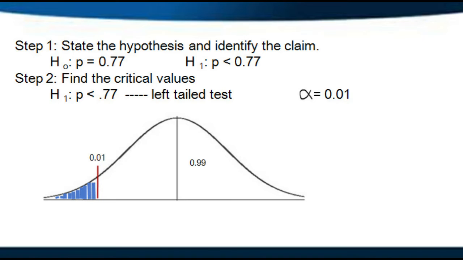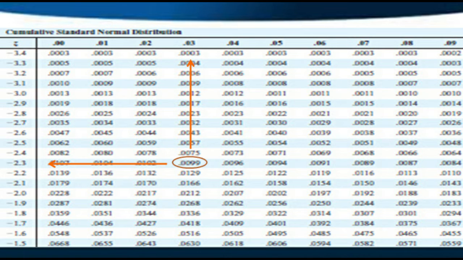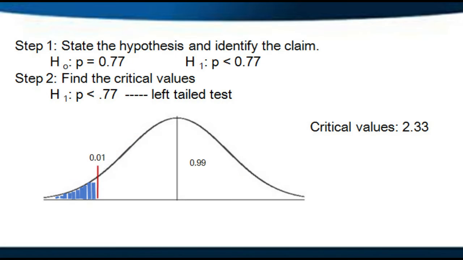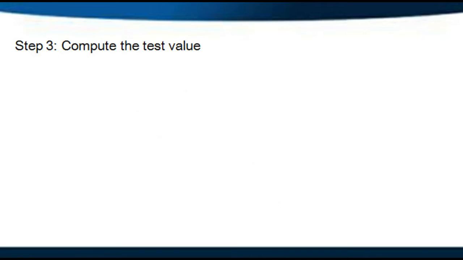So the remaining 0.99, or the 99%, we are going to locate in table E. From table E, it is 2.3 and 0.03. That is 2.33. Our critical value is 2.33. But since it is a left-tail test, it should be negative. Our final critical value is negative 2.33. Step 3. Compute the test value.